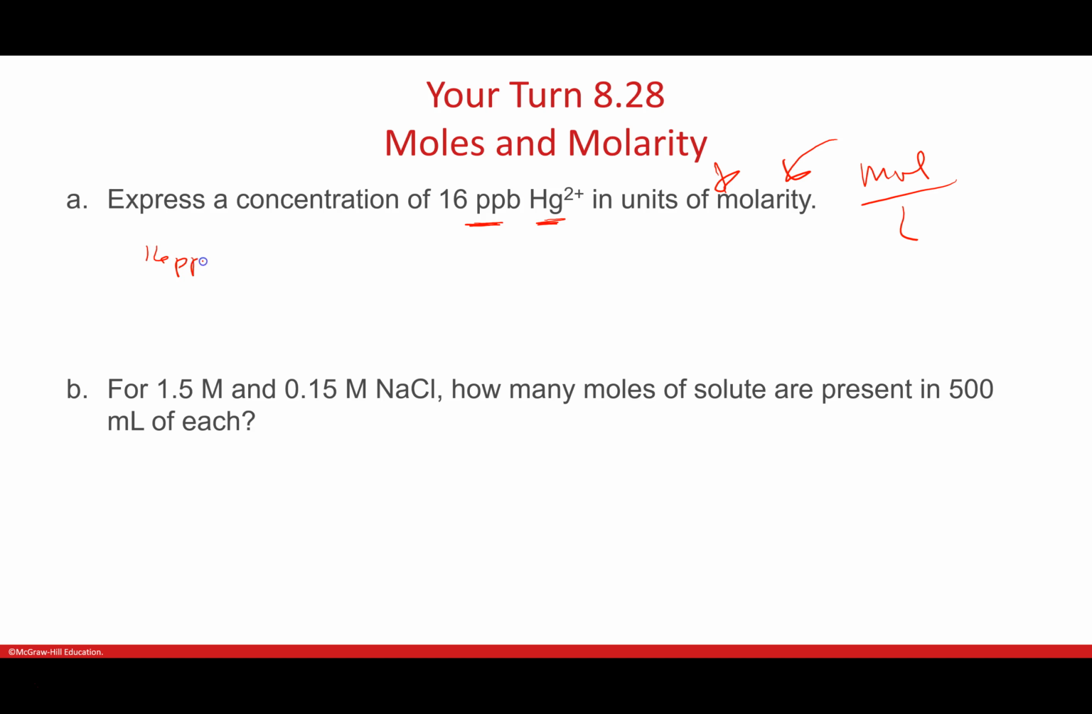What I was trying to say is 16 parts per billion is the same thing as 16 micrograms per 1 liter. Does that make sense? According to the pattern, 16 micrograms, because parts per billion is the same thing as micrograms per liter. Are we good with that? Okay. So, we're on our way then.